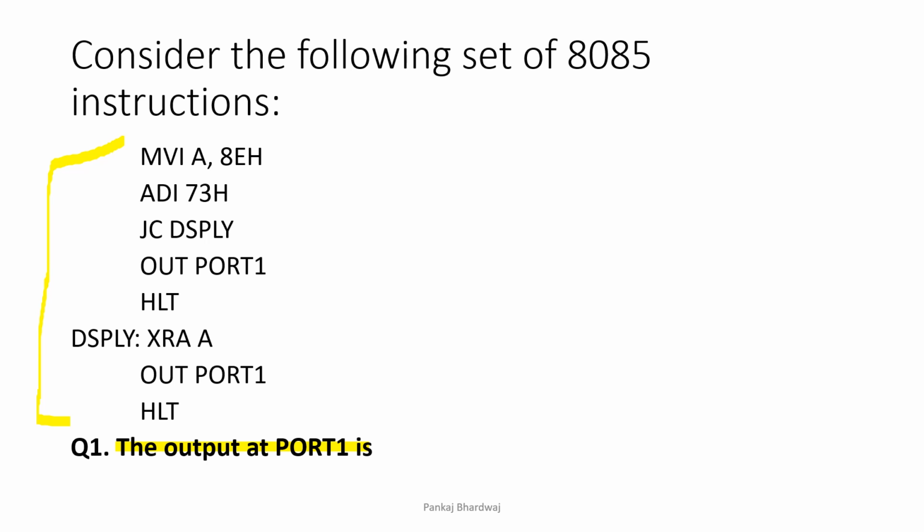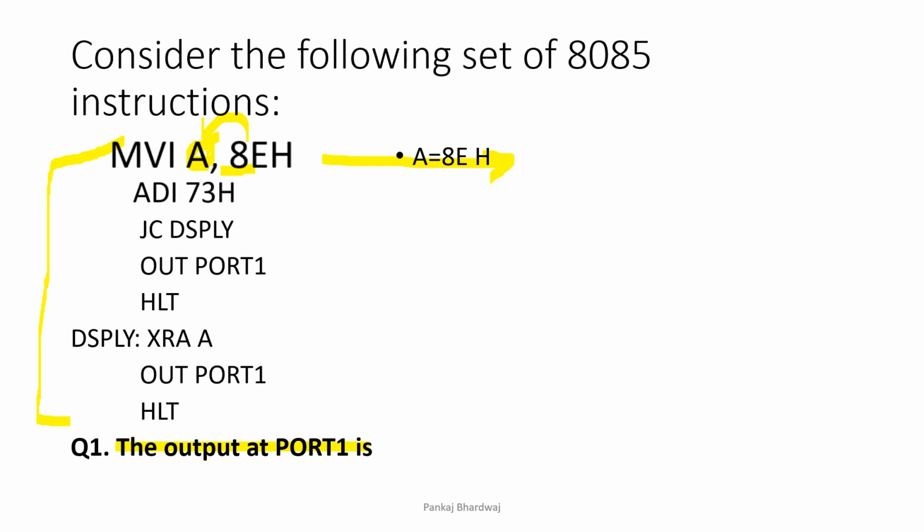So the first instruction is move immediate into A. That means the immediate data provided in the operand here will be moved into the accumulator immediately. So when this gets executed, we'll get A equals 80. A becomes 80.